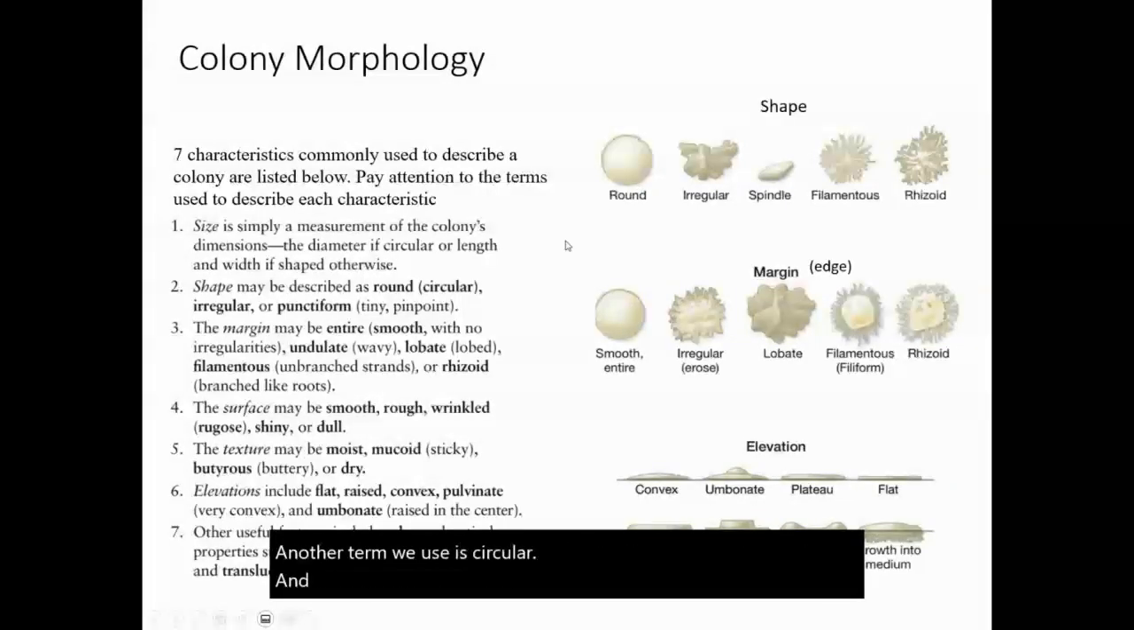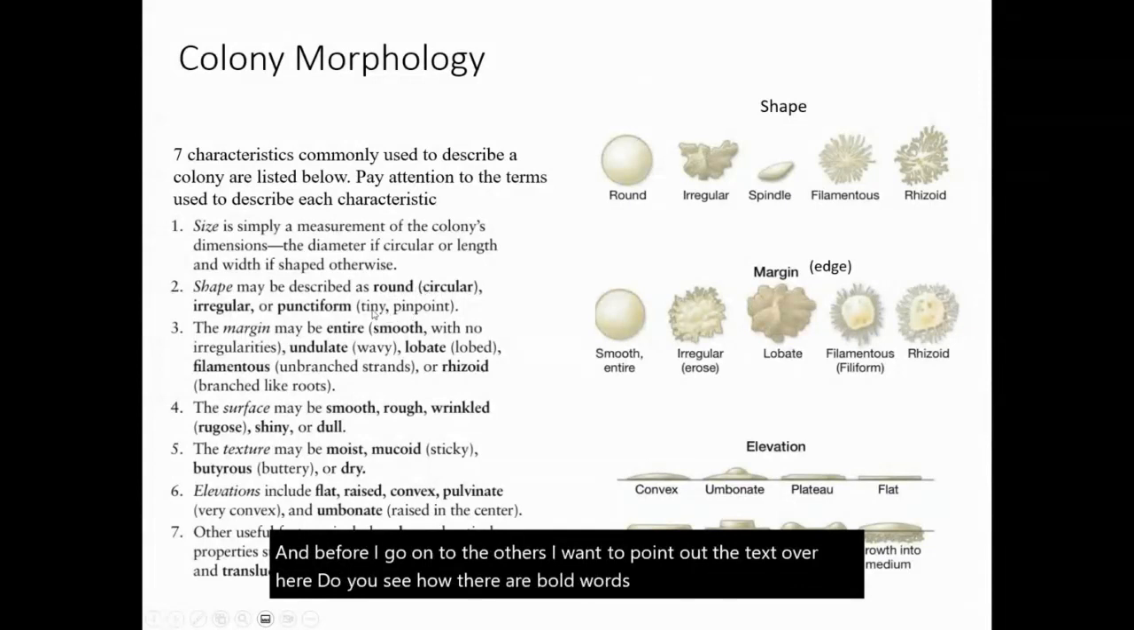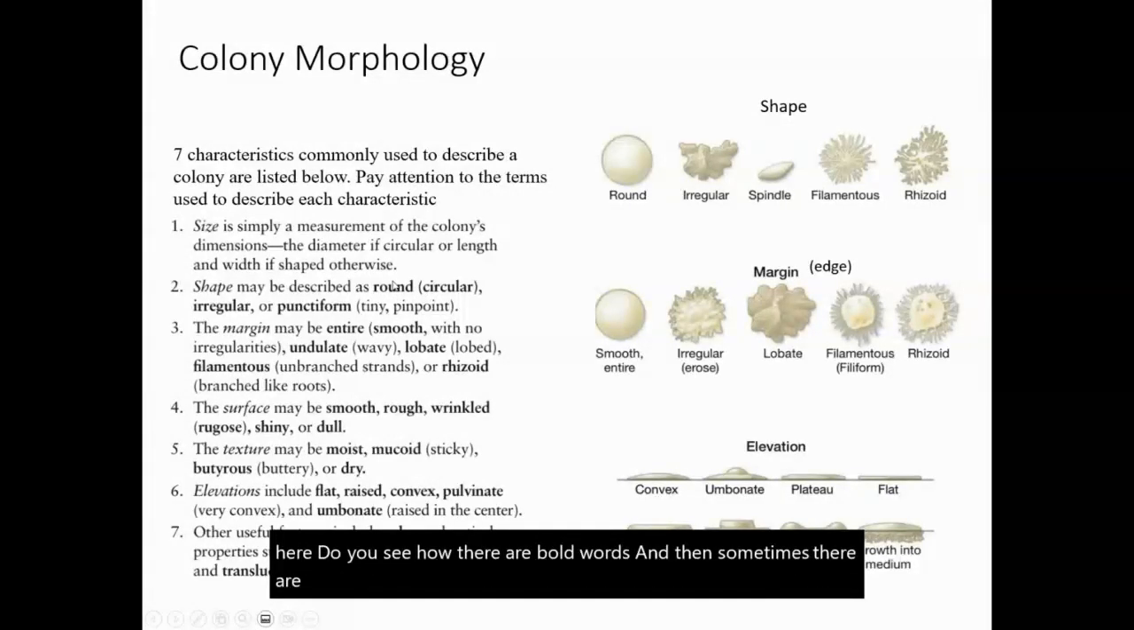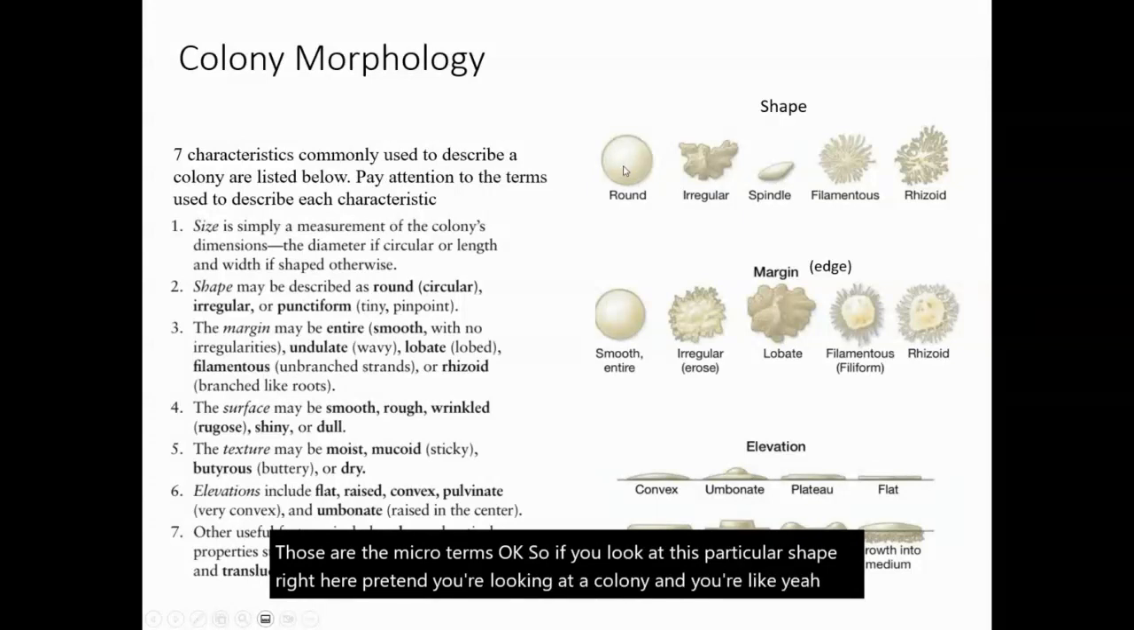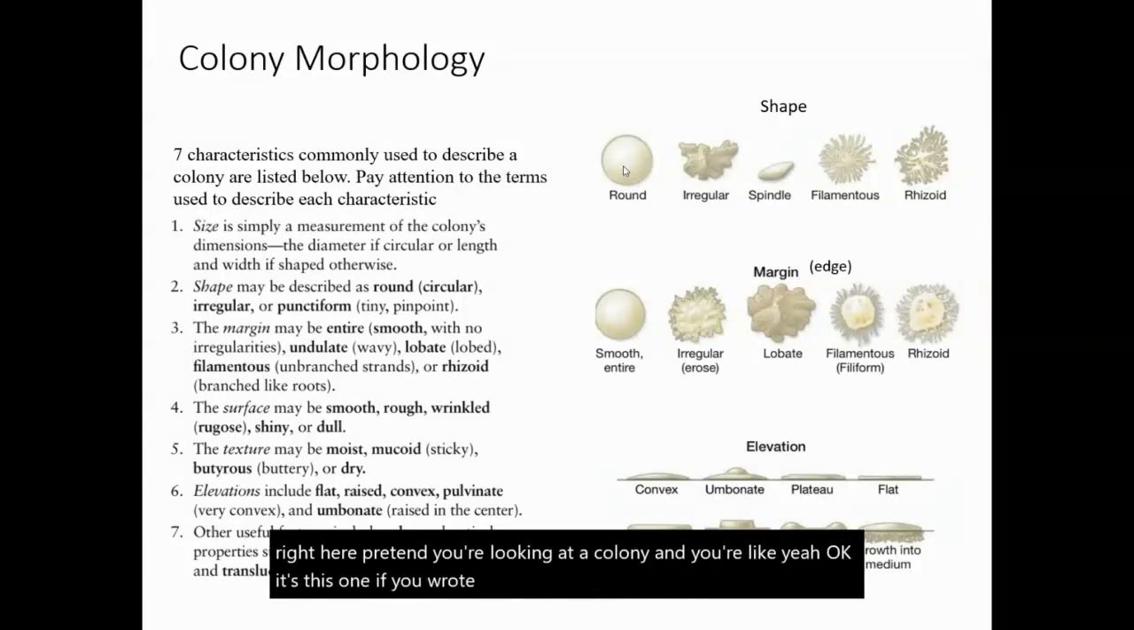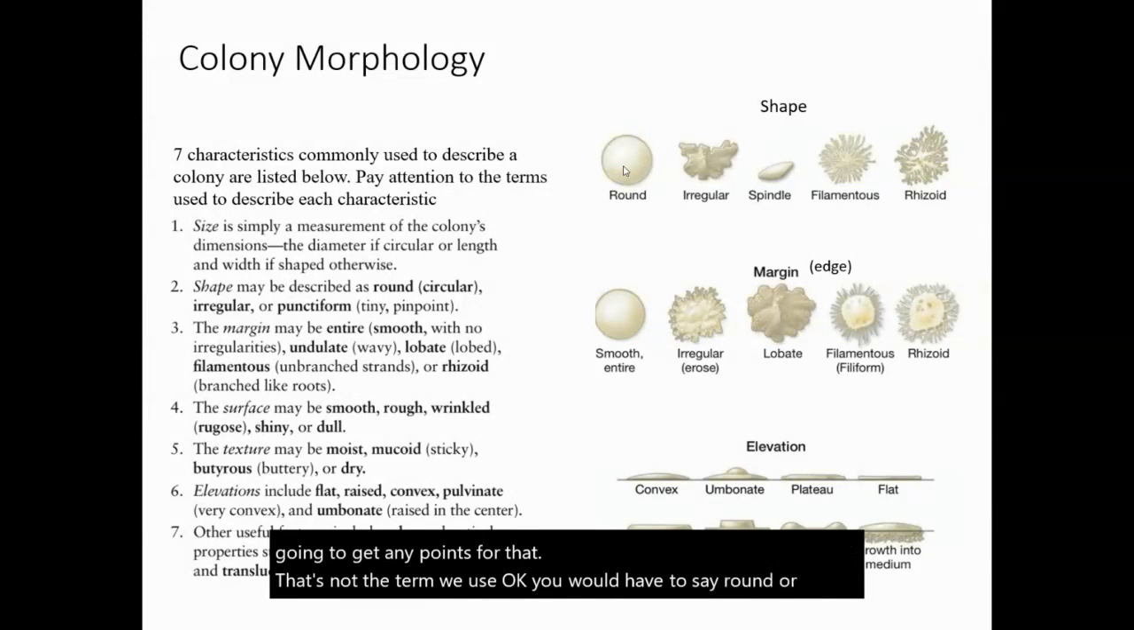And before I go on to the others, I want to point out the text over here. Do you see how there are bold words and then sometimes there are unbold words? You're always going to want to use the bold terms. Those are the micro terms, okay? So if you look at this particular shape right here, pretend you're looking at a colony and you're like, oh yeah, okay, it's this one. If you wrote down spherical, you're not going to get any points for that. That's not the term we use, okay? You would have to say round or circular to get credit for it.